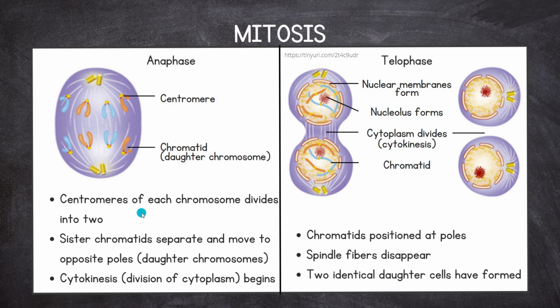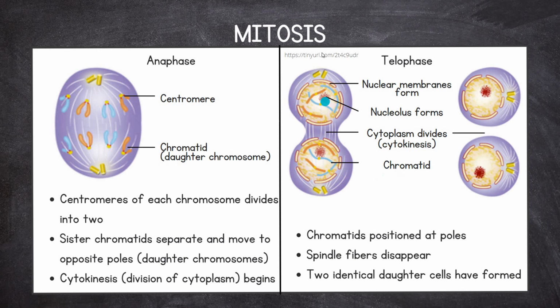And then cytokinesis will also occur. And cytokinesis is basically the division of cytoplasm, and this will begin here. Okay. Then in telophase, this is our last phase. I always remember this as like them splitting and needing a telephone to be able to communicate. Okay, so telophase. So the chromatids will position themselves at the poles.